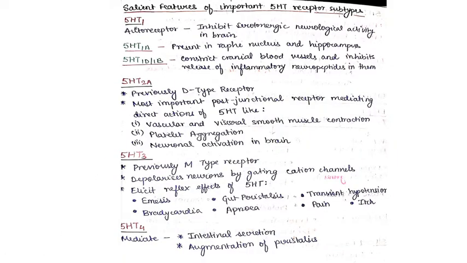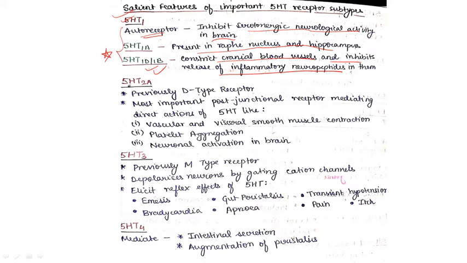Now coming to the important points about the 5-HT receptor subtypes. 5-HT1, we have discussed, is an autoreceptor, so it will inhibit serotonergic neuronal activity in the brain. 5-HT1A is present in the raphe nucleus and hippocampus. 5-HT1D/B constrict cranial blood vessels and inhibit release of inflammatory neuropeptides in them. So these are some important activities related to the 5-HT1 receptor subtypes.